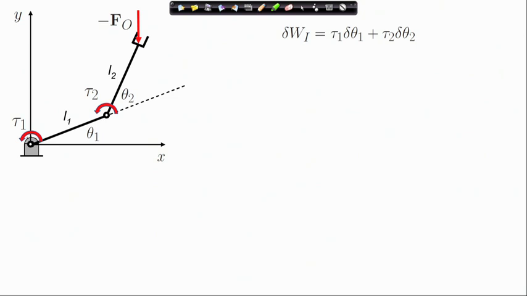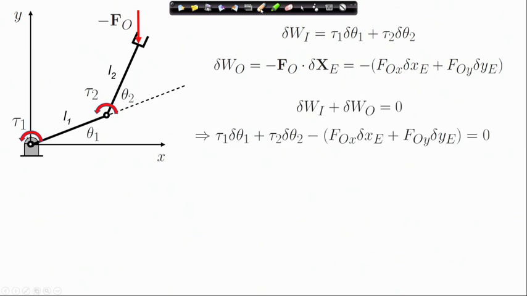Now, we compute the virtual work done at the input, which is tau 1 times delta theta 1 plus tau 2 times delta theta 2. The virtual work done at the output, because of this reaction force minus F_o, is minus F_o dot delta x_e, which is obtained here. Now, the statement of the principle of virtual work states that the net virtual work must vanish. So, I have this relation following from the principle of virtual work.